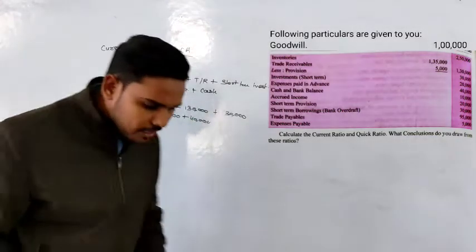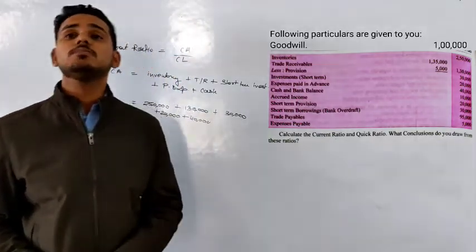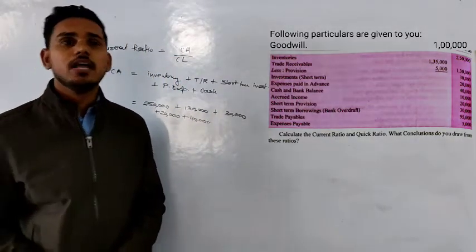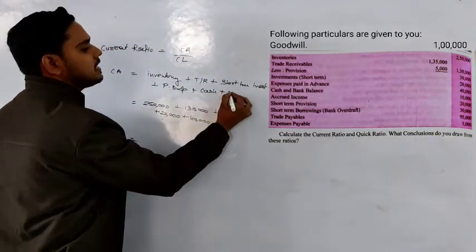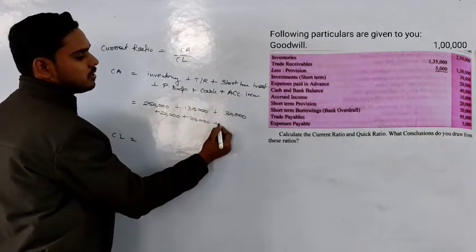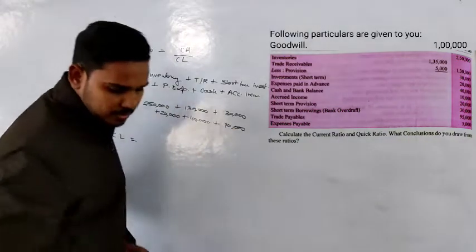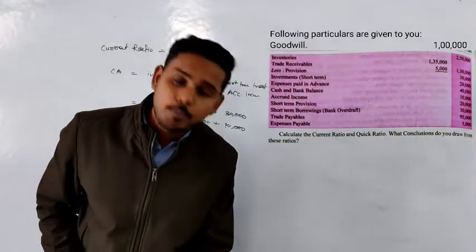Okay. Then next we are having is accrued income 10,000. Accrued income is something which is earned but not received, and that is also a current asset. So you can write here accrued income. That is 10,000. Okay.